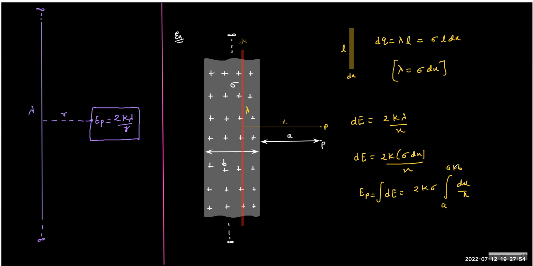Imagine that X is always the distance you have to travel to cover the sheet, and because X is taken from the point P, you have to walk from point P. So EP turns out to be 2k sigma ln of (A plus B) by A. Is this clear, guys? Yes.